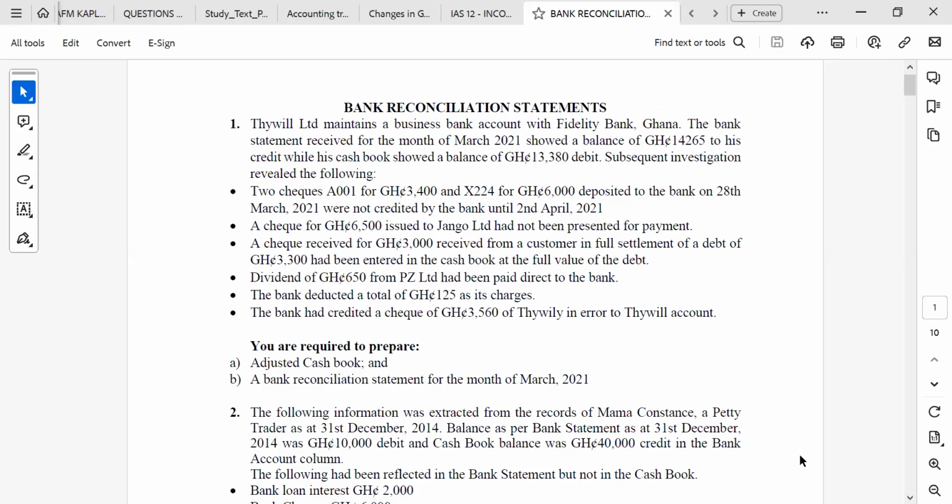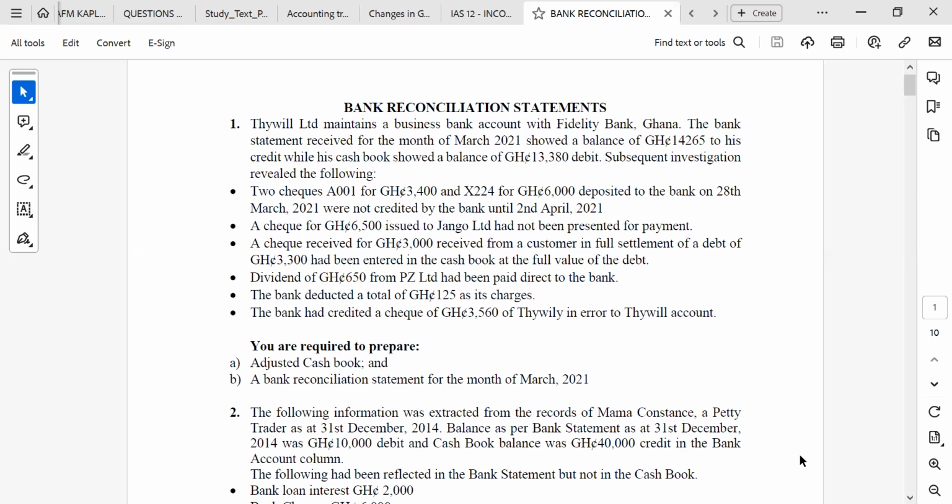Yes, sir. Okay, let's go to the other one. A dividend of 650 cedis from PG Limited had been paid direct to the bank. If they are paying dividends, the company is receiving a dividend from a different company, isn't it? If you have shares in my company and I have paid the money into your bank account, is it going to reduce your bank account or increase it? You want to increase it.